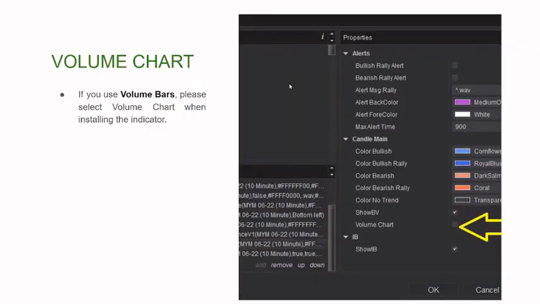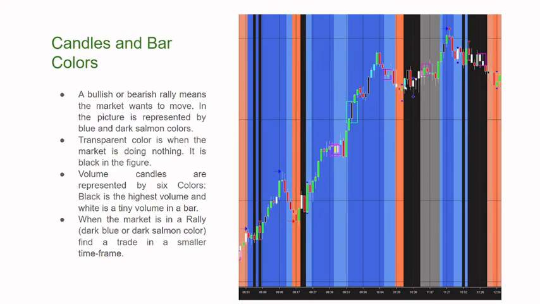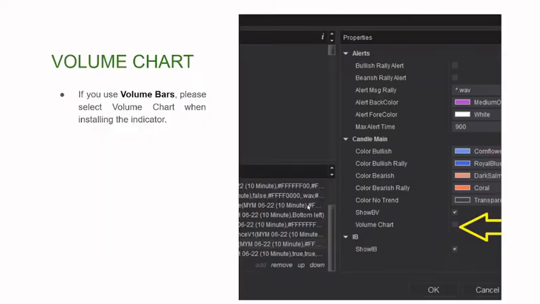Okay, the next one. What happens if you have a volume chart? If you have a volume chart, you need to mark this, the volume chart option. Why? Because as we use volume to make a setup, if you don't mark this option, you will have all your chart in the same color, and that is not advisable. So if you use volume bars in NinjaTrader, please mark this option here.